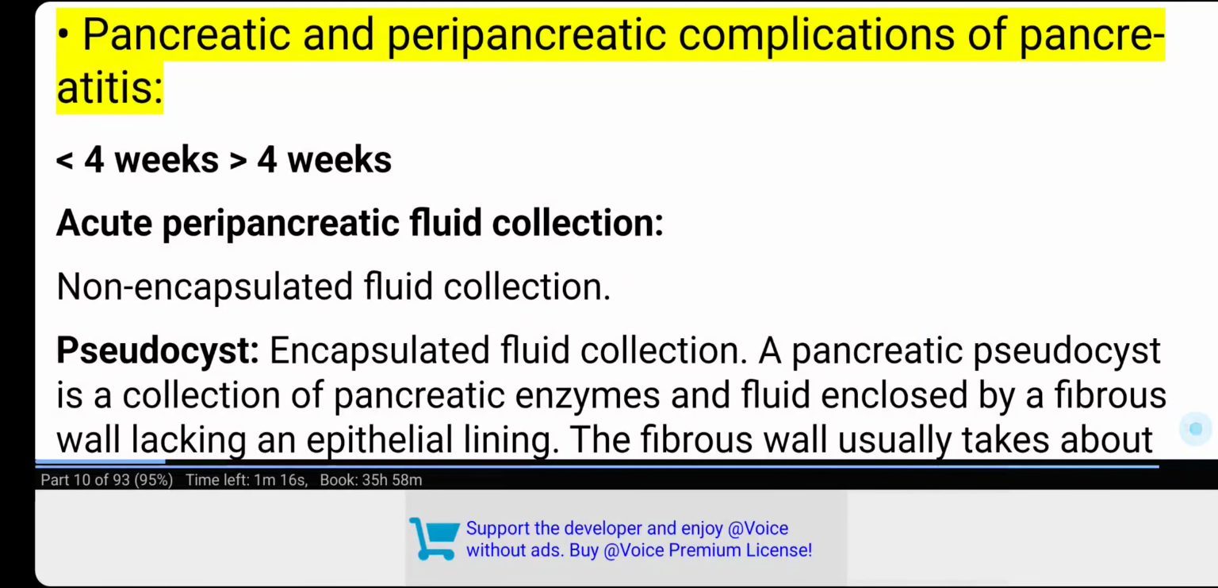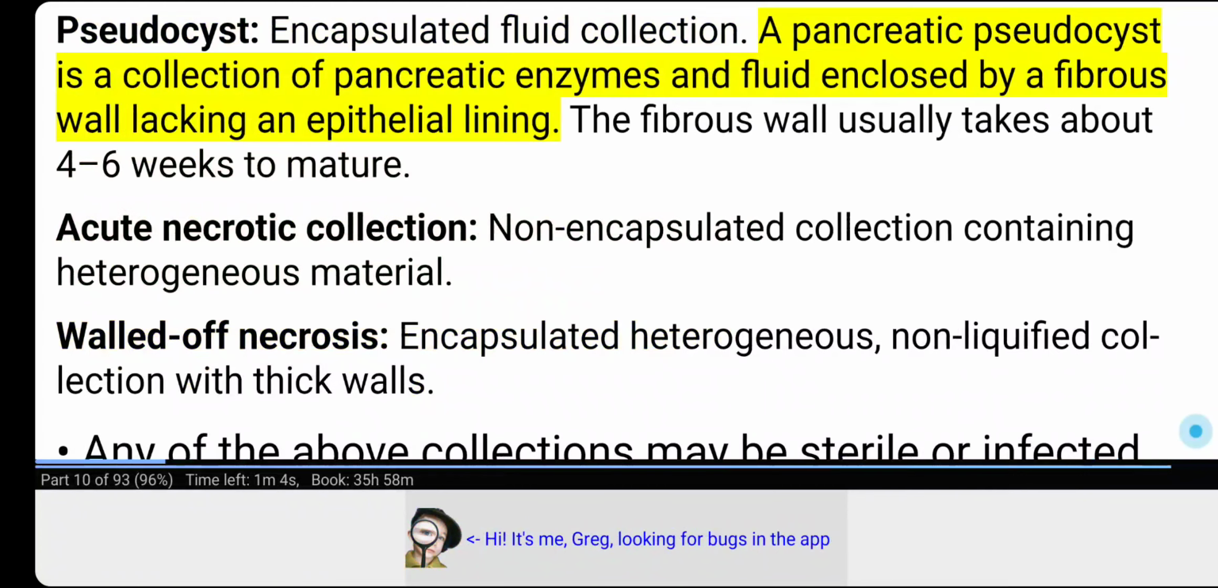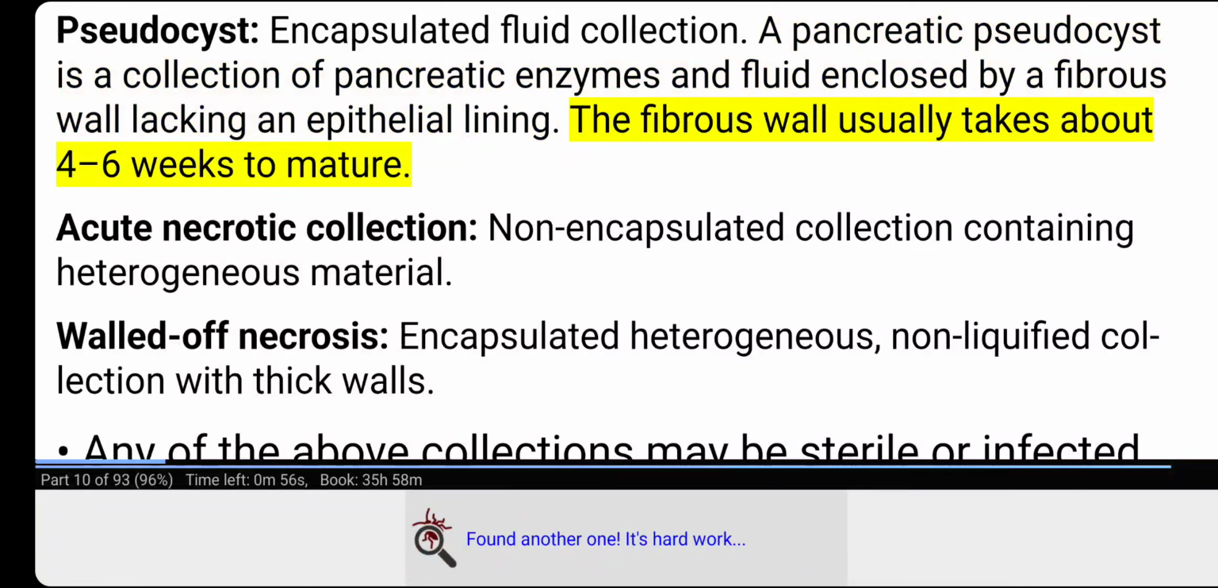Pancreatic and parapancreatic complications of pancreatitis. Less than 4 weeks, greater than 4 weeks. Acute parapancreatic fluid collection: non-encapsulated fluid collection. Pseudocyst: encapsulated fluid collection. A pancreatic pseudocyst is a collection of pancreatic enzymes and fluid enclosed by a fibrous wall lacking an epithelial lining. The fibrous wall usually takes about 4 to 6 weeks to mature.